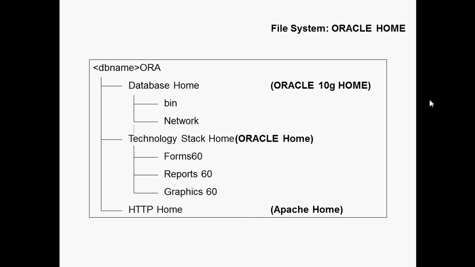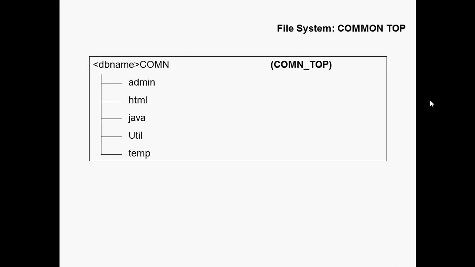Now, as I mentioned, first you have the file system, the Oracle home. Under the DB name, let's say our DB name is XG, you'll have XG Ora. Under that, you'll have a database home, binaries, and the network files. Then you have a technology stack home, where you will have the forms server, the report server, the graphics server, and then your web home, which is the Apache HTTP home. And then you will have the common top, which has admin, HTML, Java, util, temp, all these kinds of files.